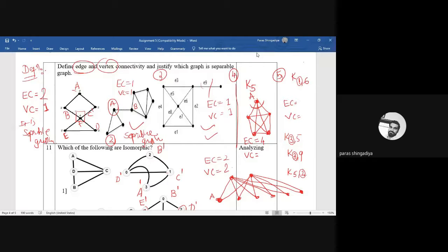So these are the questions for edge and vertex connectivity, and this K5 and K2,6 graph both are non-separable graphs, because the vertex connectivity is not 1. Clear? If you still have any doubt, please ask.